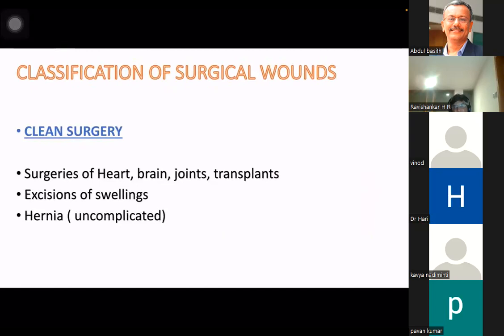Classification of wounds surgically: they are clean, clean contaminated, contaminated, and dirty wounds. And this helps in deciding on prophylactic antibiotics in a surgical injury. Clean surgeries are surgeries of heart, brain, joint, transplant, and excision of swellings where there is no inflammation or abscess.